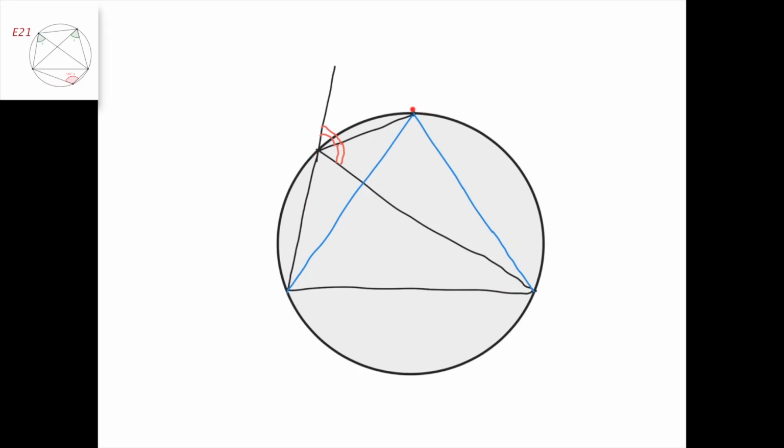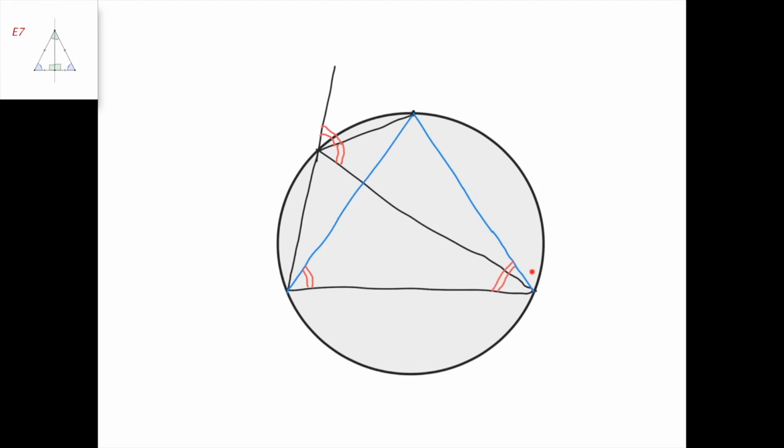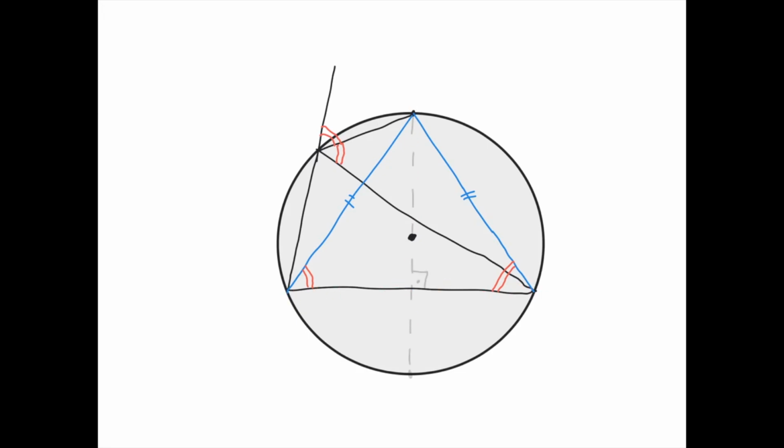Well, this quadrilateral here is cyclic, and so this angle equals this angle. On the other hand, we also know that this angle here plus this angle here is 180 degrees. And so this angle here, which is 180 minus this one, must equal that one. And therefore, this triangle here is isosceles. This side equals this side. And so again, if this is the center of the circle, this line would be the perpendicular bisector of this side.